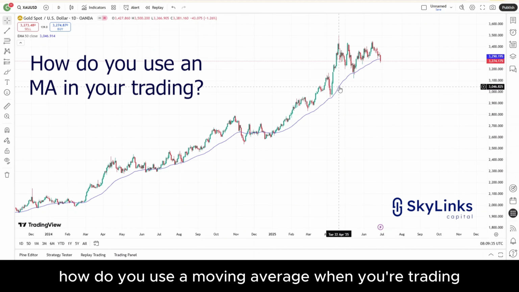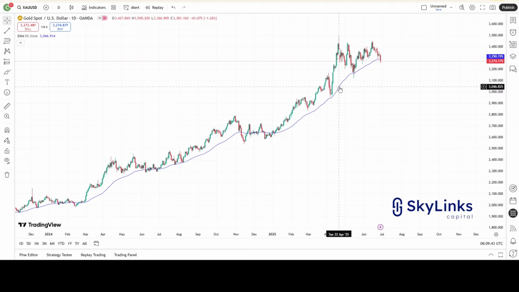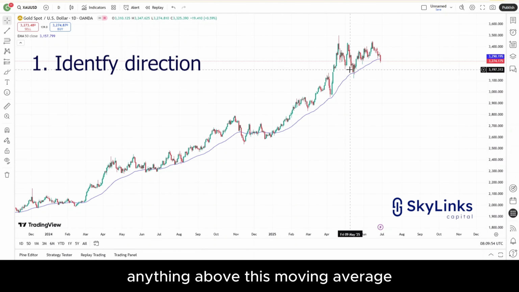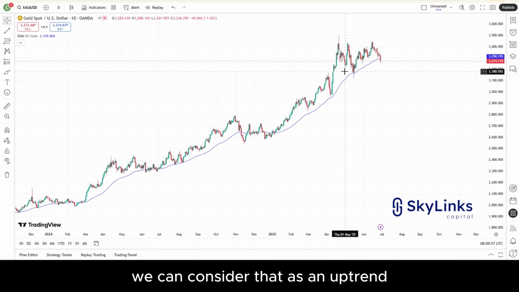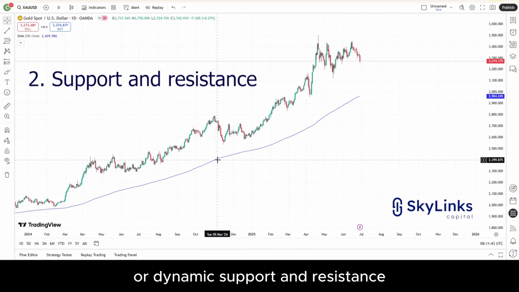How do you use a moving average when you're trading? I consider there to be three main ways. One is to identify direction. Anything above this moving average, we can consider as an uptrend. You can also use it as support and resistance levels, or dynamic support and resistance.